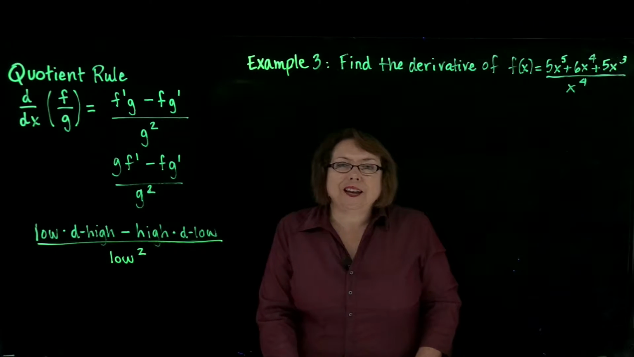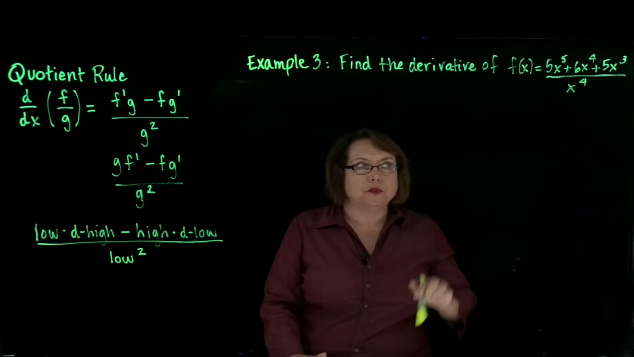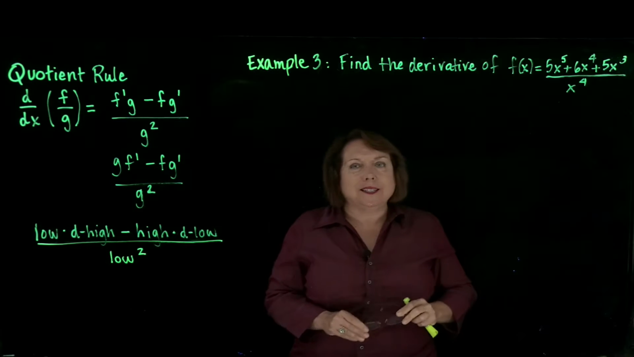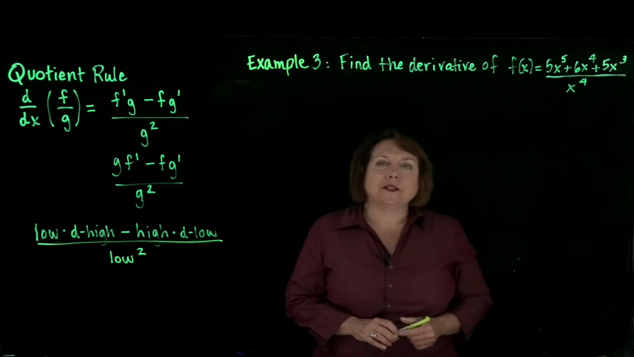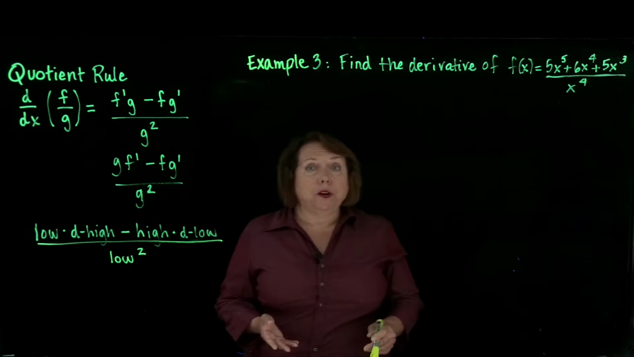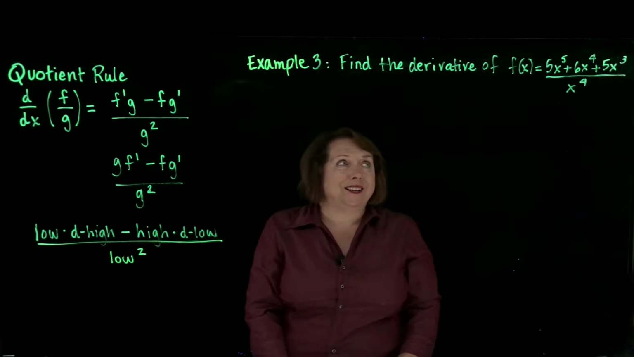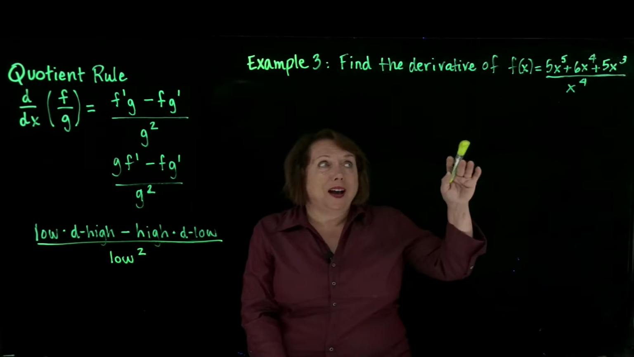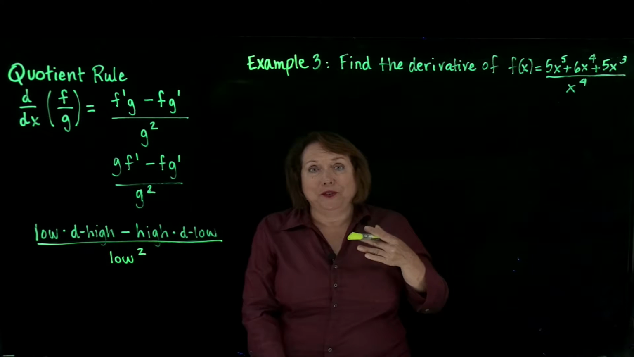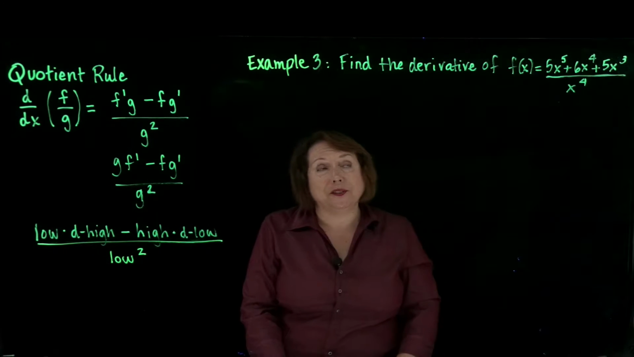Hi students, let's take the derivative of this function. f of x equals (5x to the 5th plus 6x to the 4th plus 5x cubed) divided by x to the 4th. So we could use the quotient rule. There would be nothing wrong with using it. But when there's an easier way to simplify a function before you calculate any derivative, you definitely want to do that.